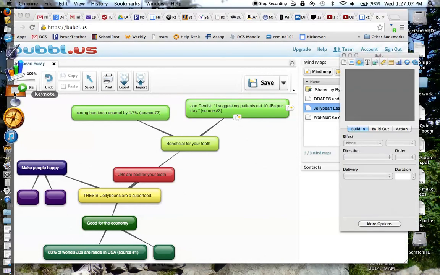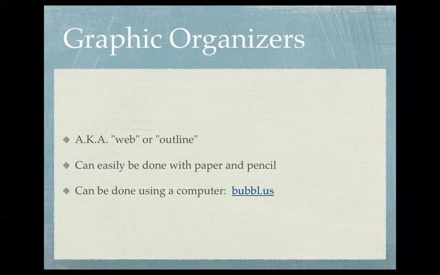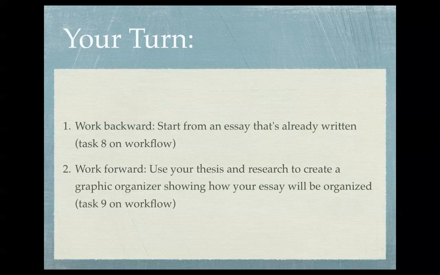So you've made your web, or you've got a sense of how to make a web, right? So the thing that's left is for you to practice this. You've got 2 tasks to do. Task 8 on your workflow asks you to work backwards. You're going to start from an essay that's already written. It's about Walmart. It's in your packet. And you're going to identify the thesis and the reasons why and the scuba details, and you're going to turn those things into a web. And then there's an answer key for you to check that against and see if you're doing it right.